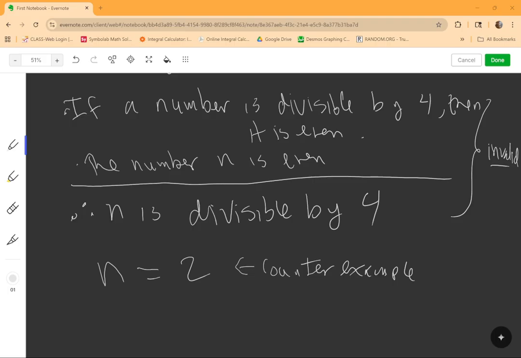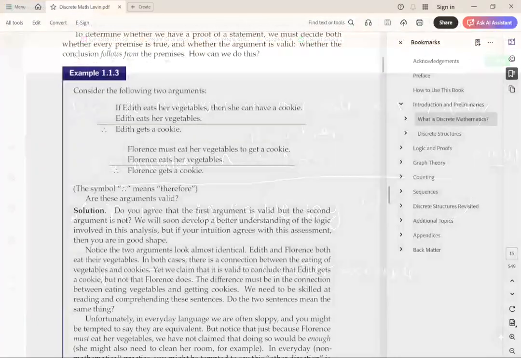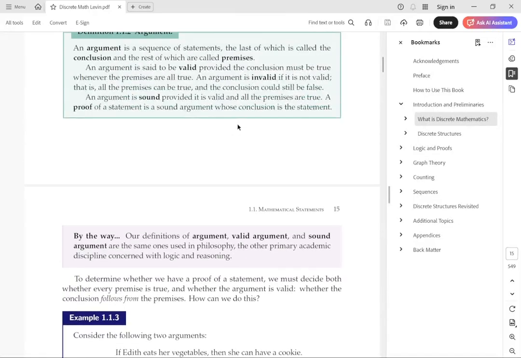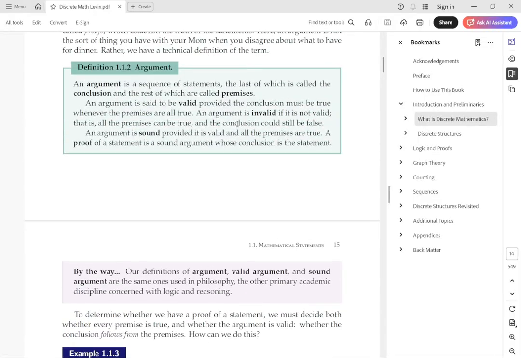A couple things here to look out for. I'm going to switch over to our textbook here. This goes over just some definitions, mathematically. So an argument is a sequence of statements. Okay, so we have developed that. The last of which is called the conclusion, and the rest are called premises. And then this is just going over what we just talked about.